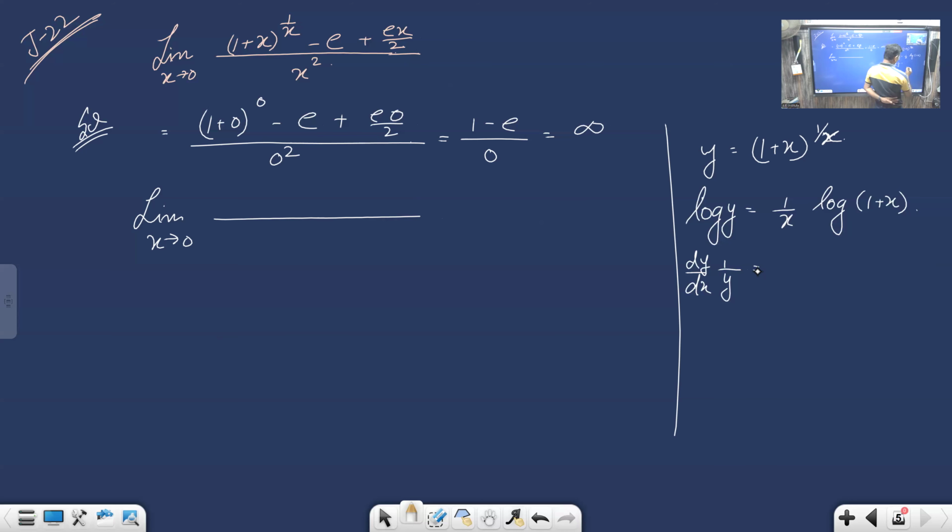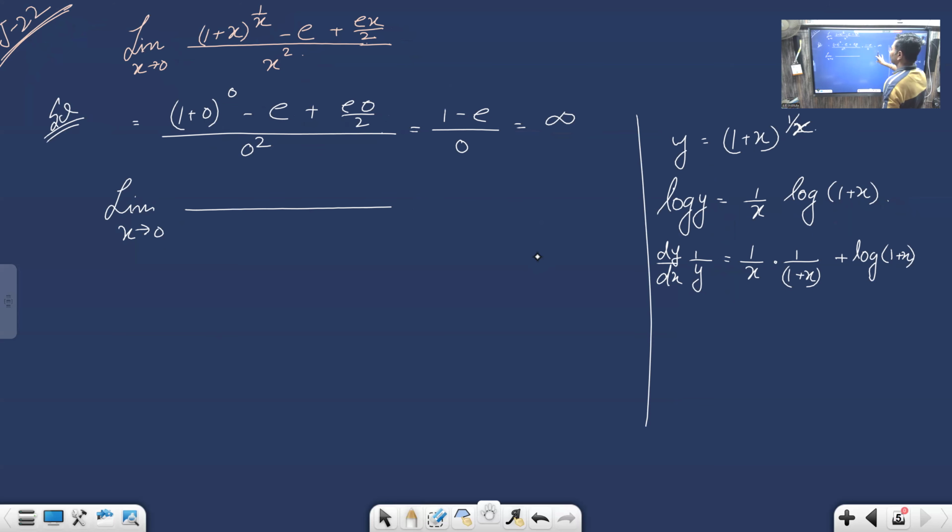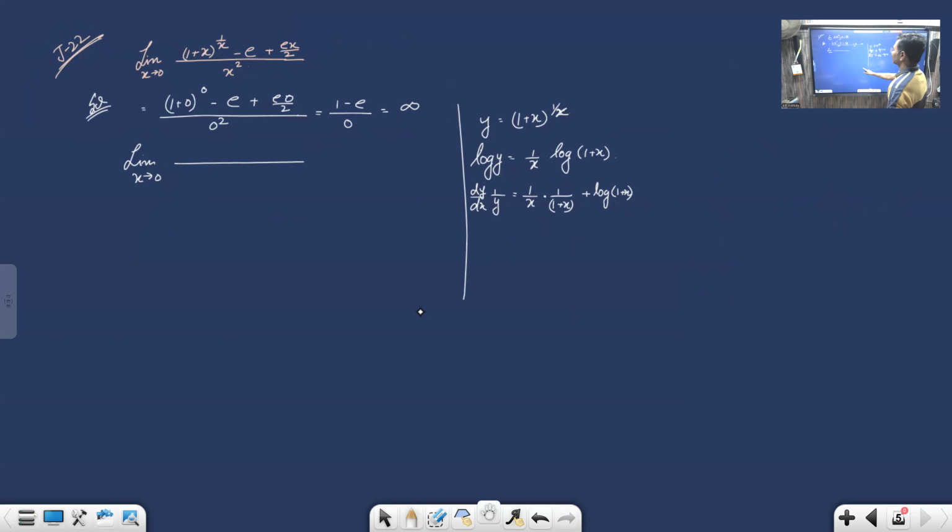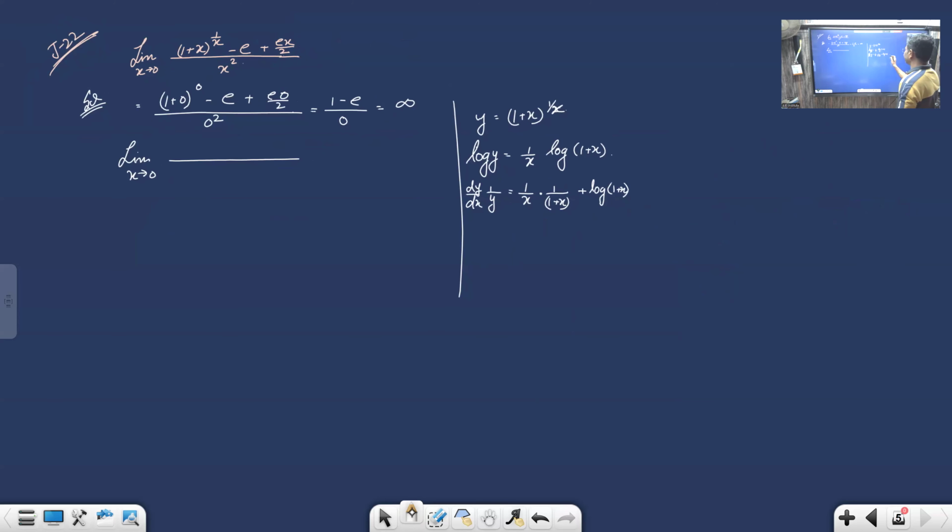So it's a UV method. Keep 1 by x as it is and differentiate log(1 plus x), which is 1 by 1 plus x, plus, now you keep log(1 plus x) as it is, and you differentiate 1 by x. In the morning also we did the derivative of 1 by x. Bring x to the numerator: minus 1 x to the power minus 1 minus 1, so minus 1 x to the power minus 2. That is minus 1 by x squared.